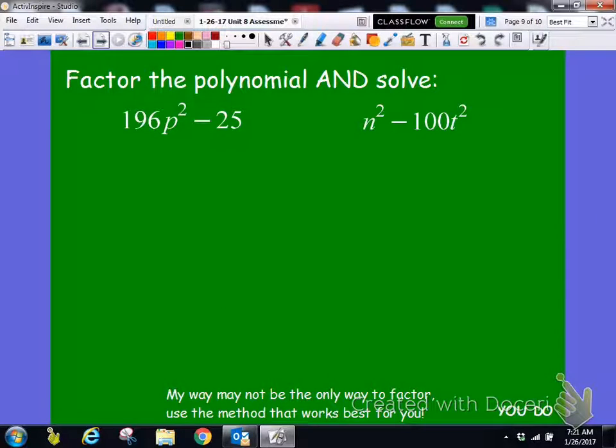So here are a couple more problems for you to solve. Again, pause if you need more time.